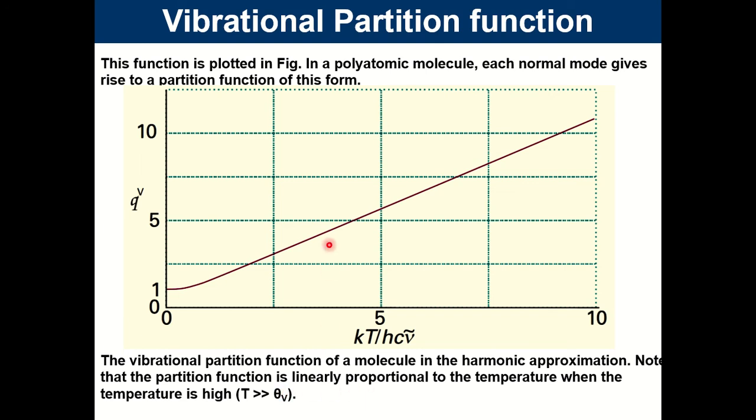So if you are talking about a very high temperature, at very high temperature, the partition function is almost linear. It is linear, in fact. From here onwards, you can see that it is going linear at higher temperature, when T is much greater than the vibrational temperature. You will have a straight line like this.